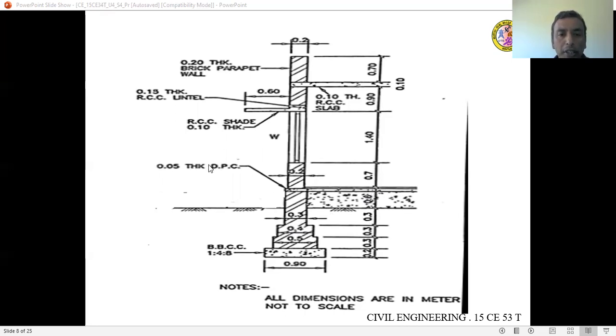You have to deduct the thickness of the DPC, 0.05 meter. Then you will get the depth of the basement is equal to 0.55 meter. The thickness of the RCC lintel is given as 0.15 meter, the thickness of the wall is given as 0.2 meter, and the thickness of the RCC slab is also given, it is 0.1 meter, equal to 10 centimeter thick.